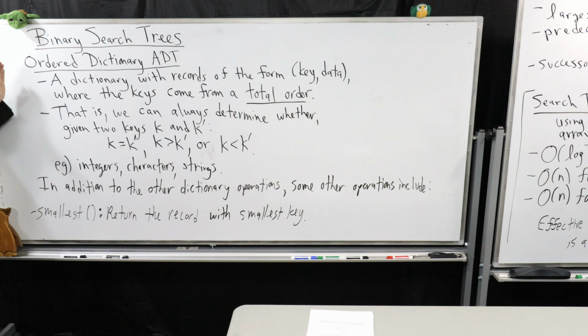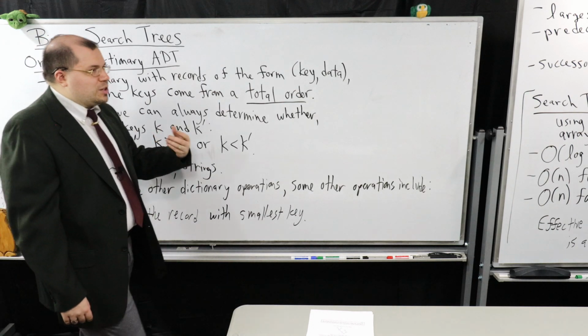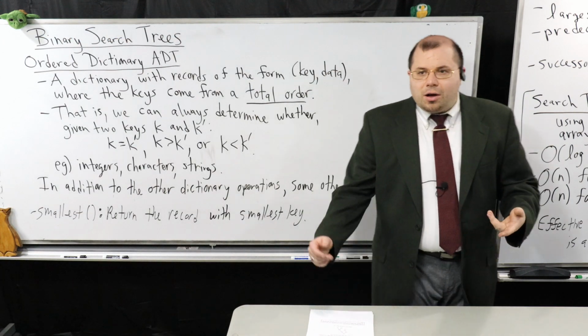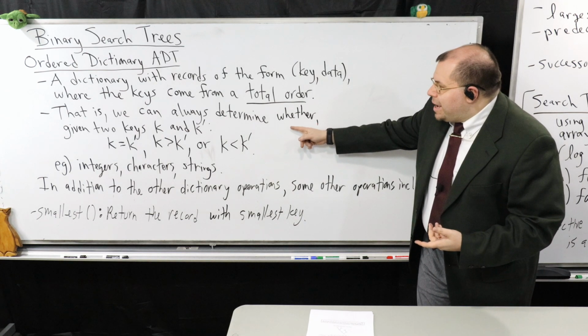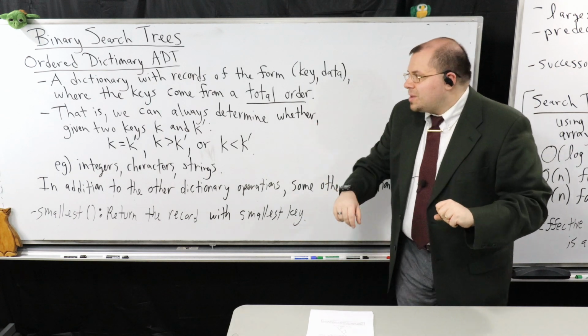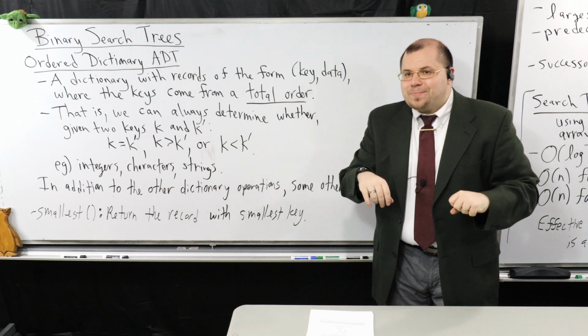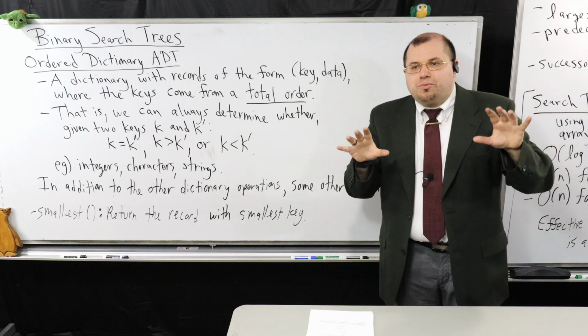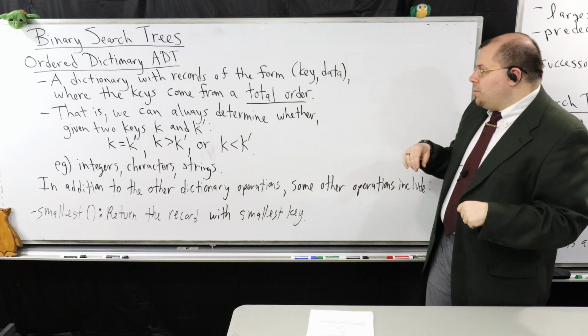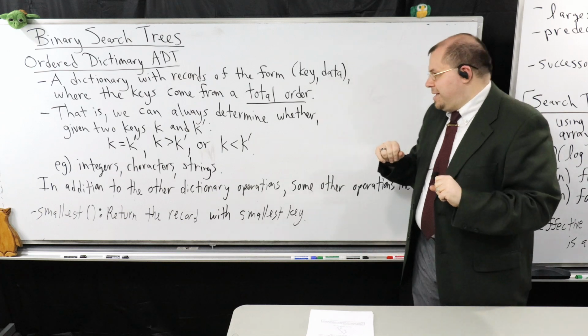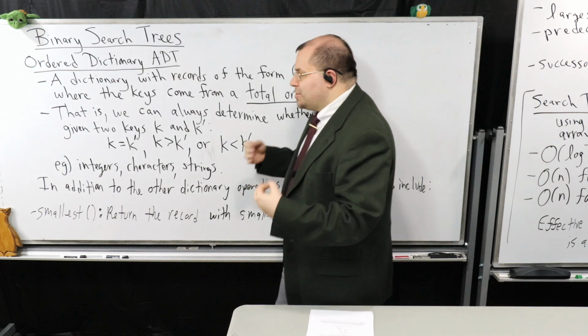So the first thing is that an ordered dictionary is simply a dictionary with records of the form, remember, we have key, data, or value, pairs. But the thing that makes an ordered dictionary what it is, is that the keys come from a total order. So what does that mean? All it means is that whenever I give you two keys, I'm able to tell you that one key is equal to another key, that one key is greater than the other key, or that one key is less than another key. So I should be able to determine this.